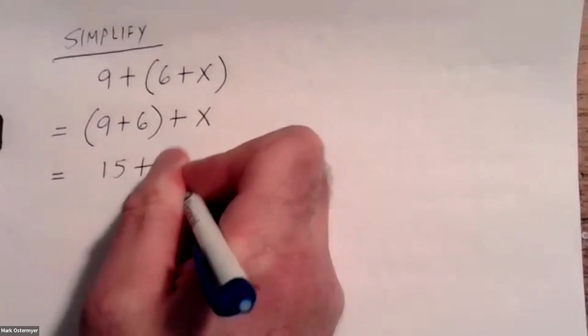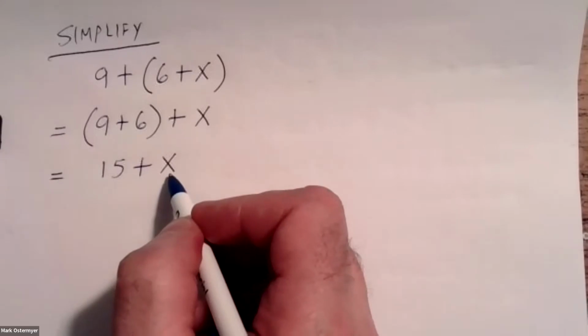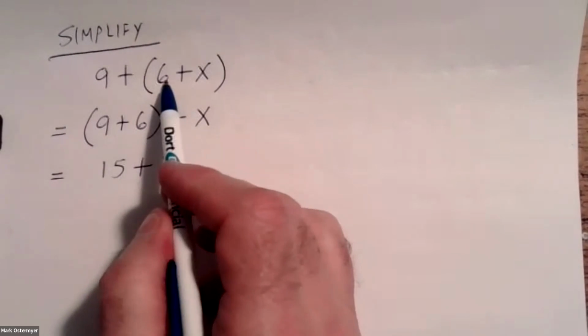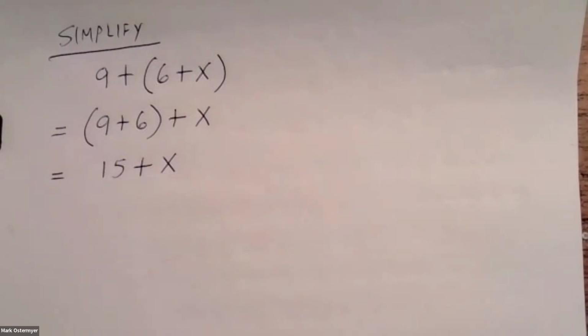15. Well, 15 on a good day. So 15 plus x would be the simplification of 9 plus 6 plus x there. Does that make sense how we use the associative property of addition to simplify that algebraic expression?